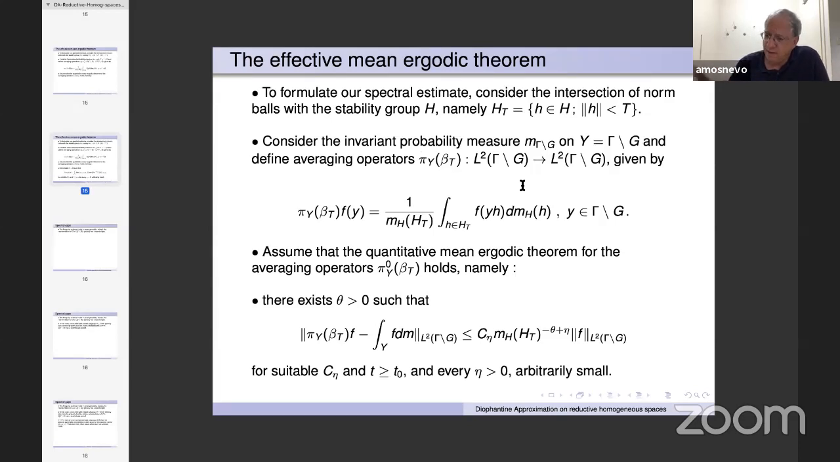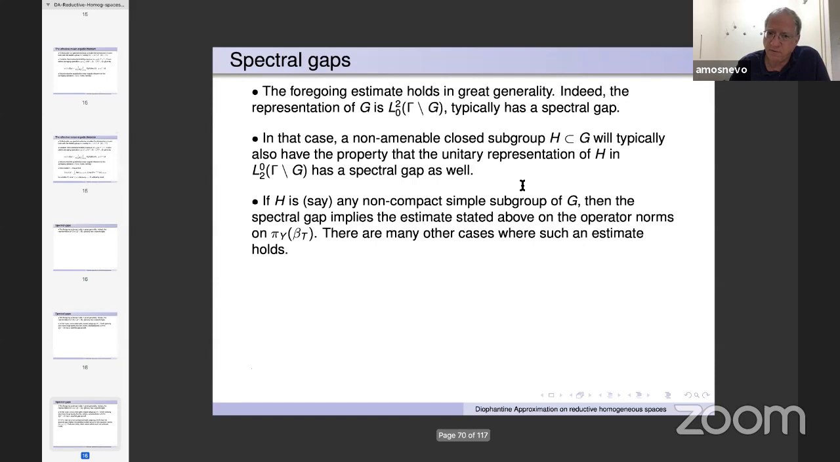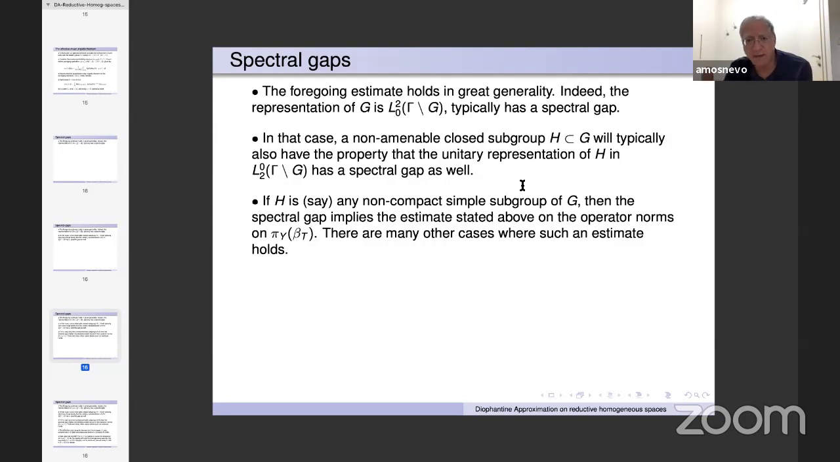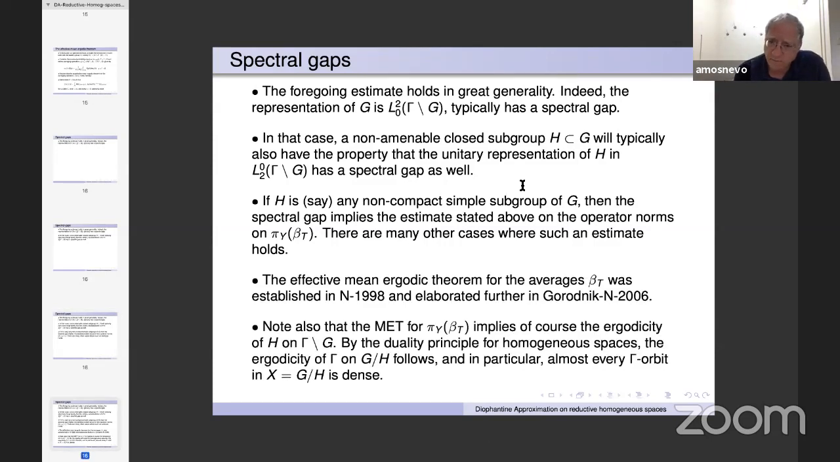This is designed to make it plausible that the effective mean ergodic theorem is actually very, very common. H does not have to be non-compact simple. Once you begin to have spectral gaps, then you have them in many other situations. The effective mean ergodic theorem for the averages beta t was established in 1998, and it was elaborated further in joint work with Gorodnik.